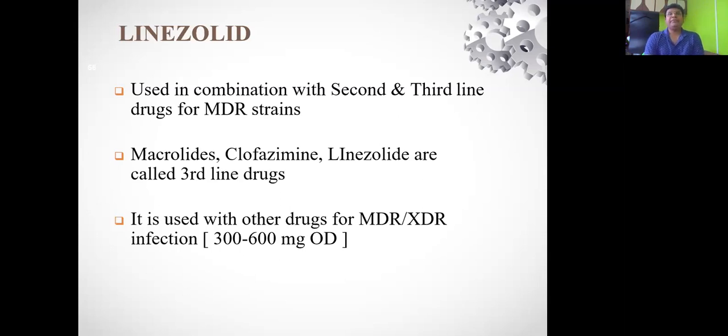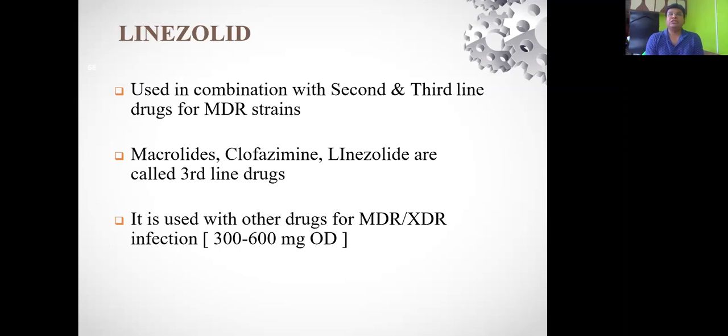And linezolid is categorized under third line drugs. So what are these third line drugs in the management of Mycobacterium tuberculosis, the second line or other alternatives? The macrolides, clofazimine and linezolid are also called third line drugs. Macrolides like azithromycin and clarithromycin, along with linezolid. And of course, clofazimine is an antibiotic used in the treatment of Mycobacterium leprae. This clofazimine is also a dye-based drug used in the treatment of M. leprae as well as a second line drug in the treatment of Mycobacterium tuberculosis.